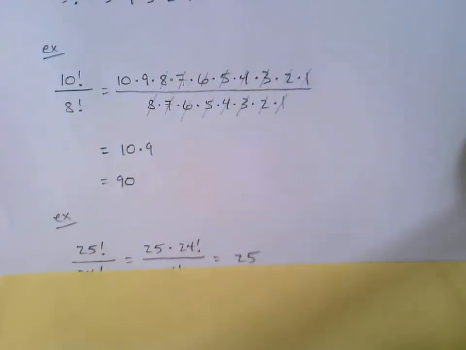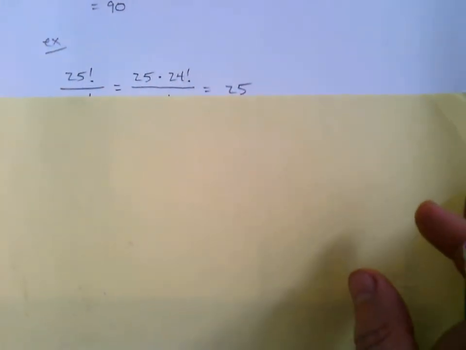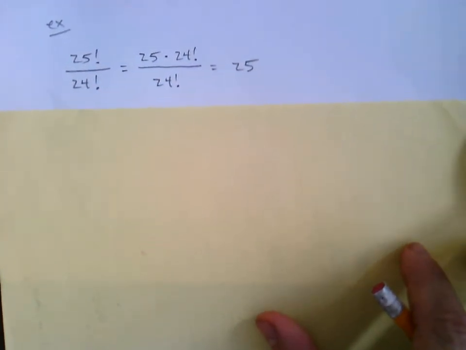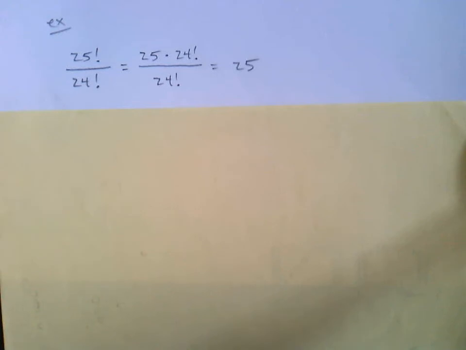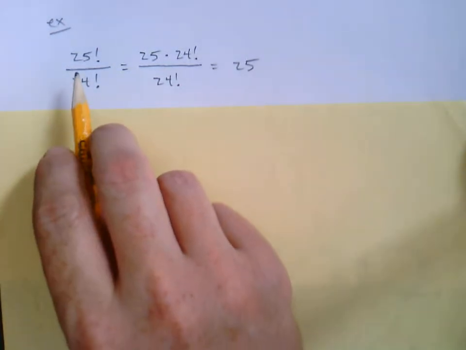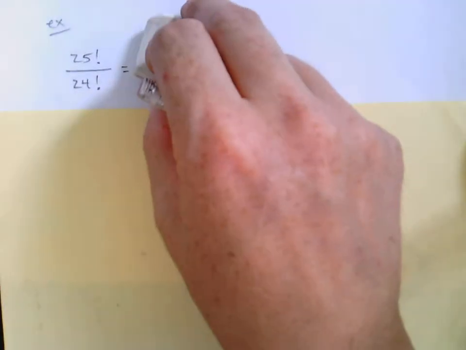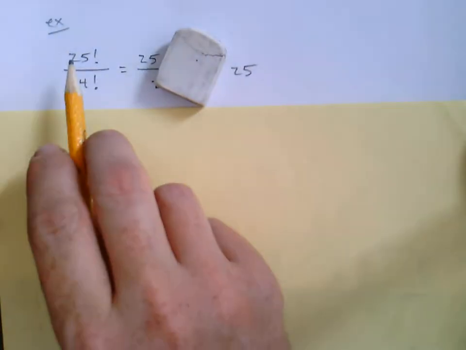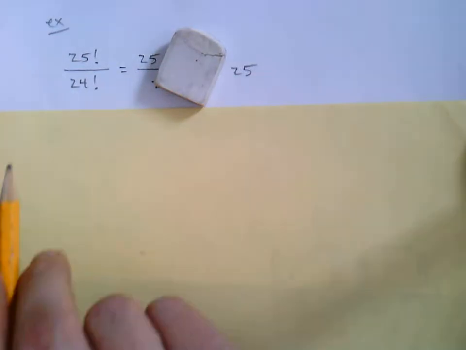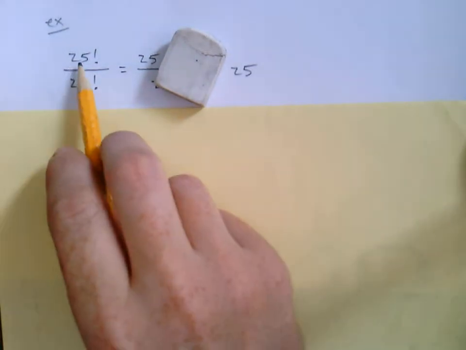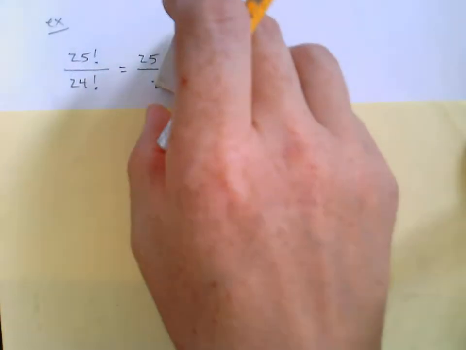Okay, let's try one more. Now this one, the numbers are getting bigger, so let me show you a different way of doing it. What if we had 25 factorial over 24 factorial? You don't want to even have to write these out the way we did 10 and 8 a moment ago. I don't want to have to write 25 times 24 times 23. But we don't have to. Think of it like this.